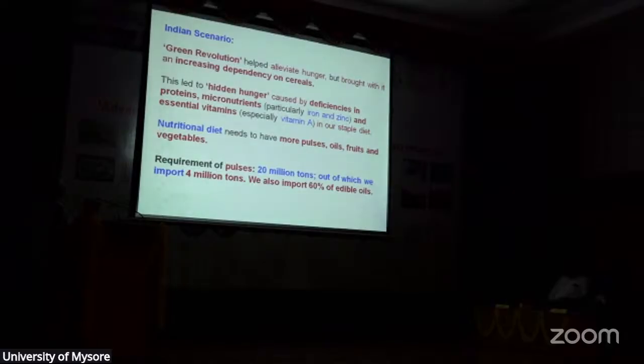Now in India, the Green Revolution helped alleviate hunger, but brought with it an increasing dependency on cereals. This led to hidden hunger caused by deficiencies in proteins, micronutrients, and essential vitamins in our staple diet. Because effective nutrition needs more pulses, oils, fruits, and vegetables, whereas we don't produce enough oils, pulses, and so on. 20 million tons of pulses are required, out of which we import 4 million tons. We also import 60% of our edible oil.